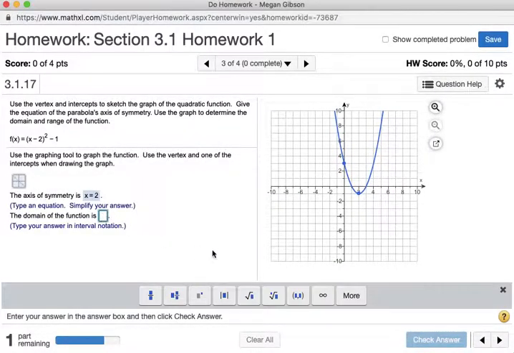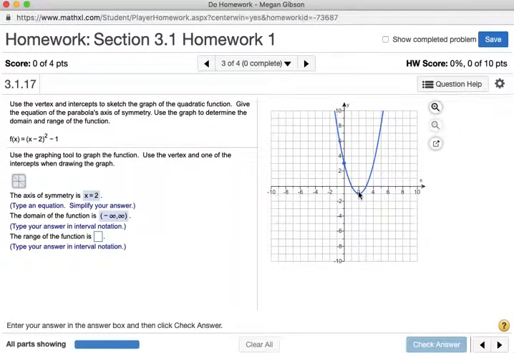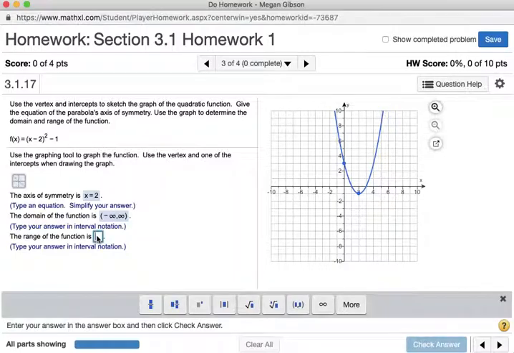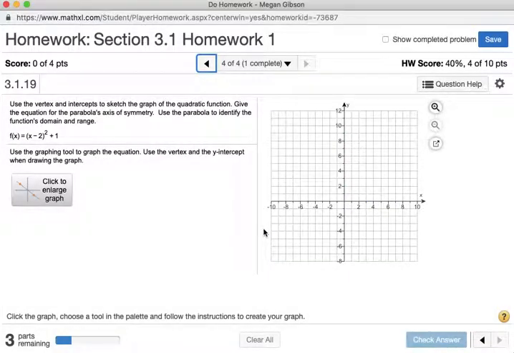Domain of the function, remember interval notation, so we're going to have parentheses. Domain is always negative infinity to positive infinity. And my range on my y-axis is from negative 1 up to infinity. We use the bracket around negative 1. We always use parentheses around infinities, and so that's going to be my range. So that's how you do one of these questions in MyLab Math.